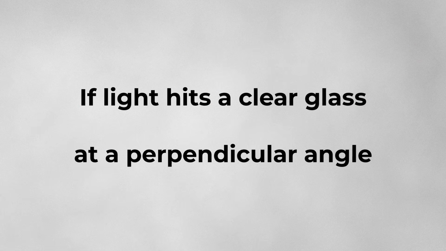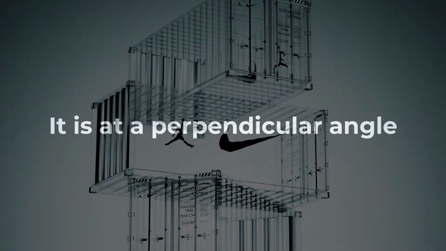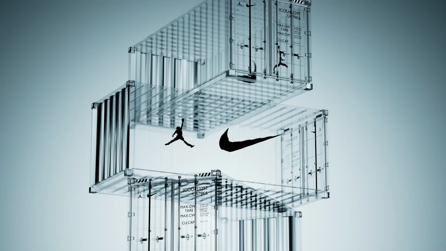If light hits a glass directly at a perpendicular angle, the glass would be invisible. Take a look at this example here. You could not tell right away that there was glass in front of the camera because it is at a perpendicular angle. However, in our thumbnail example, we can see the containers clearly because the containers are angled.